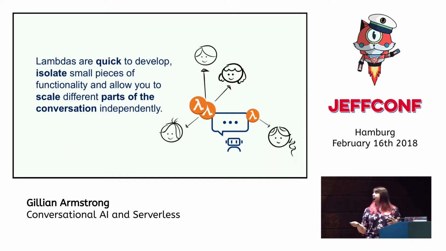And of course, Lambdas are really quick to develop. We actually have a different one for every fulfillment. So that lets us slot in different conversations really easily. They're isolated from all the others. And in Lex, you can have a different Lambda for each intent, so you can actually scale different parts of the conversation independently.